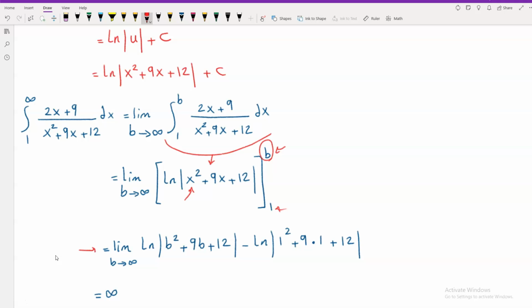So this is equal to the limit of natural log of the absolute value of b squared plus 9b plus 12, minus natural log of 1 squared plus 9 times 1 plus 12. So as b approaches infinity, having infinity in this part, natural log of infinity is equal to infinity. It doesn't matter what we have here. Infinity minus any number is again equal to infinity. So here we have infinity.